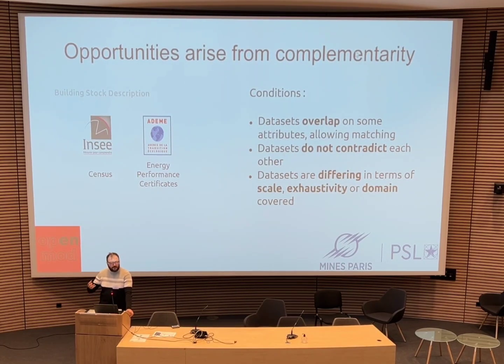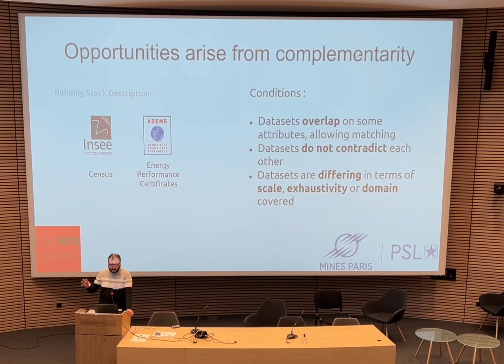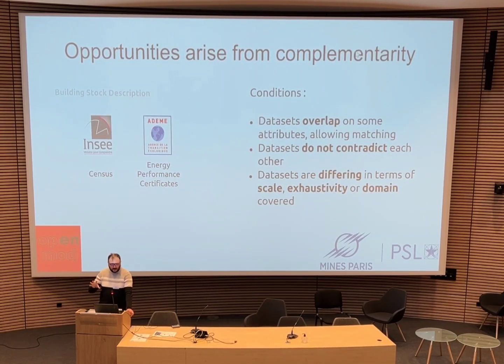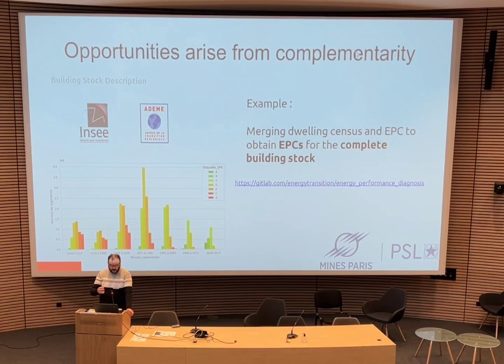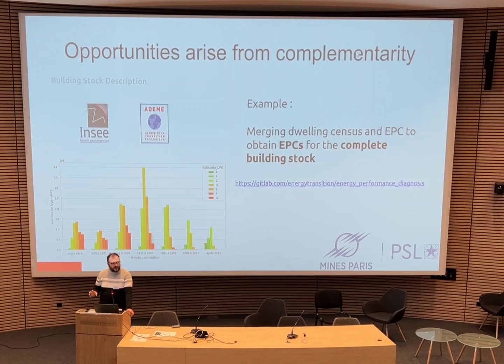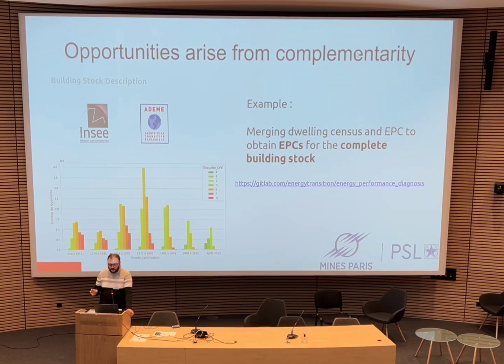And also, to leverage the matching of the datasets, you need some difference between them. It can be a difference in the scale of the dataset, its exhaustivity, or the domains that are covered. When these conditions are present, you can leverage the combination of various datasets to bring new insights. For example, one example consists in merging the dwelling-level census data with the energy performance certificate data to obtain the performance certificate for the complete building stock.